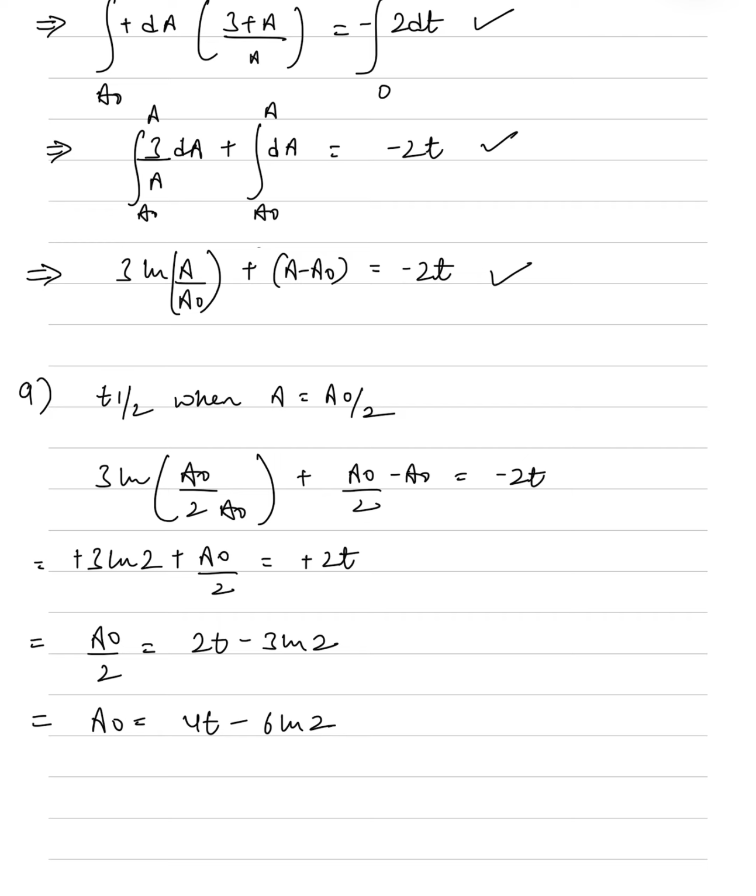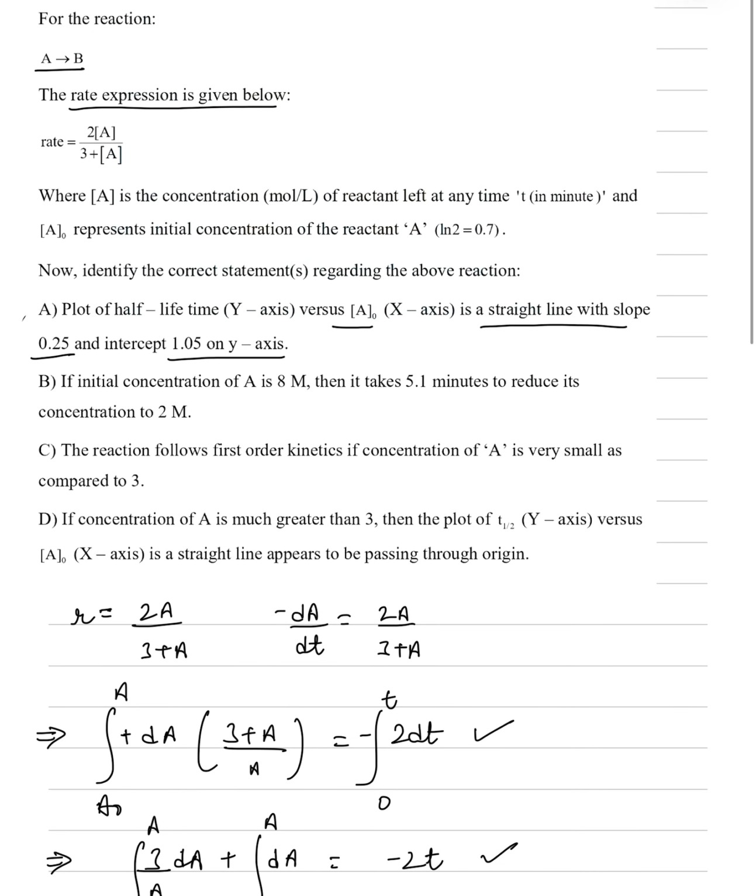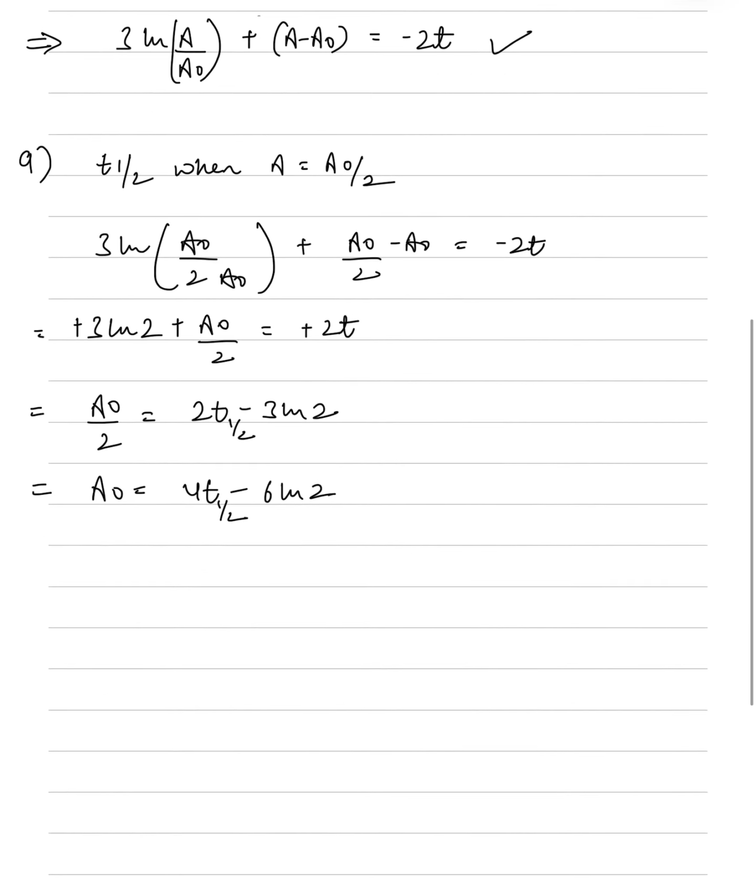Now this t is what? This t is t half, right? Now we have to plot the graph between half lifetime versus initial concentration A naught. The concentration is given along the x-axis and the time along the y-axis, right? So time is the y-axis here. That means we have to rewrite this equation, because we assumed A naught as y, but actually t half is the y. So the equation will be t half equals (A naught plus 6 ln2) divided by 4. This is the equation which we obtain.